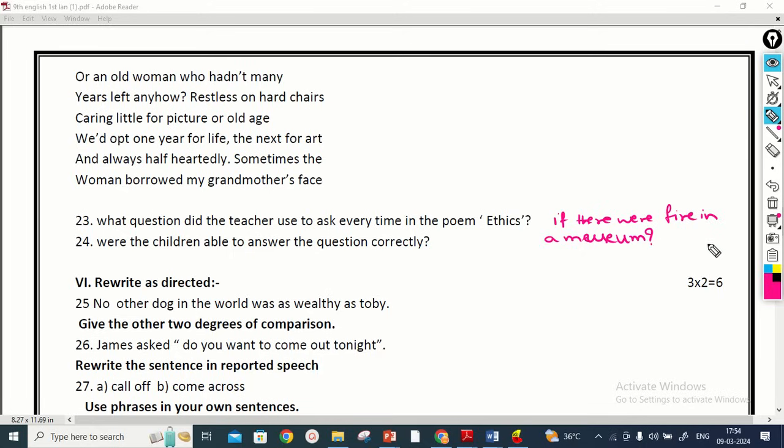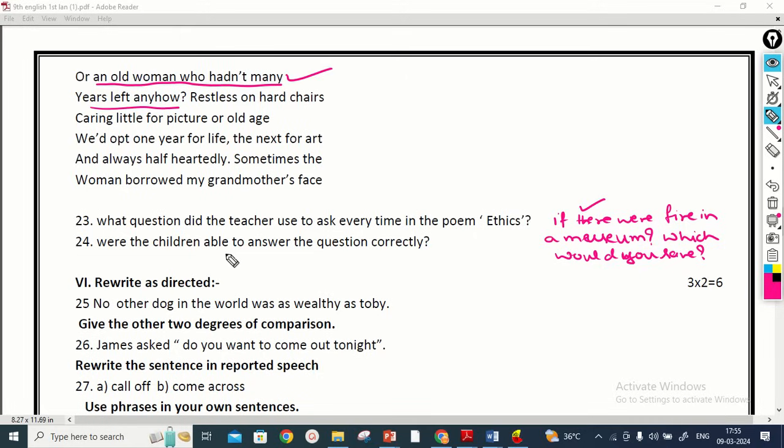And also, which would you save? That means a Rembrandt painting or an old woman who had not many years left anyhow. So these types of questions she was asking. You see here, an old woman who had not many years left anyhow. By using this also, we have to add this for question number 23.